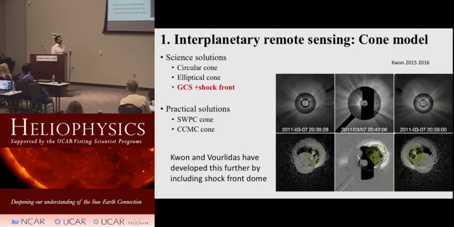And they've done it so that you can now add more than one GCS model onto the images. And you can add a shock model on top of it. And the shock model is in essence just a sphere. It's a dome, which gets added on top. So this is, in essence, an image of one time frame of using the GCS model in practice.